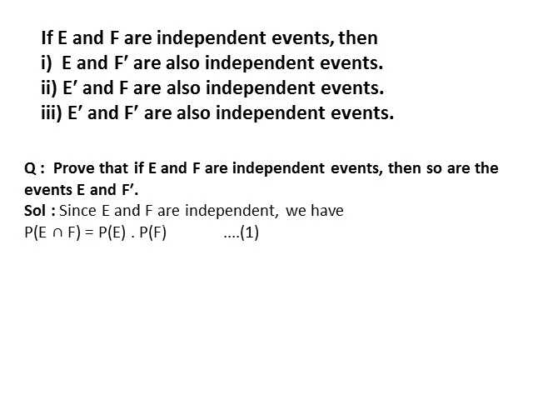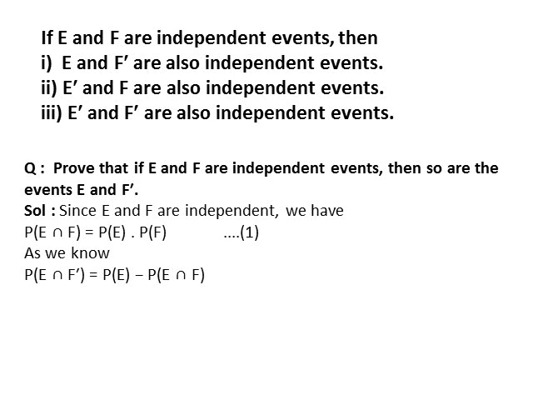Since E and F are independent, we have probability of E intersection F equals probability of E multiplied by probability of F. Mark it number 1. Students, probability of E intersection F complement equals probability of E minus probability of E intersection F. We have learned this result in class 11th.